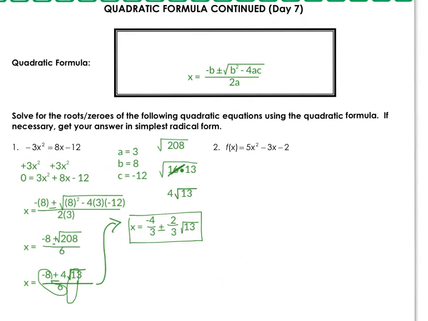Okay, let's look at number 2 together. So we have f of x equals 5x squared minus 3x minus 2. We need to find the roots or zeros, so I need to replace the f of x with 0 equals. Then I'm in standard form, so I'm ready to go ahead and complete the quadratic formula to solve for the zeros. Now the first step is to identify what a, b, and c are, and then we can go ahead and write those down. And I like to just write those up above. So a is 5, b is negative 3, and c is negative 2.